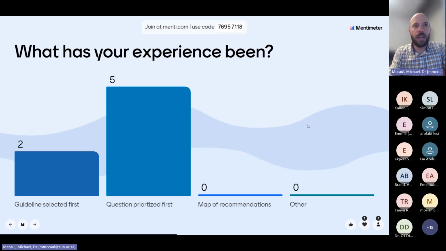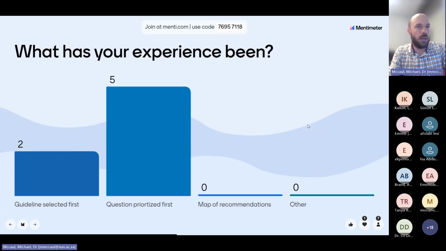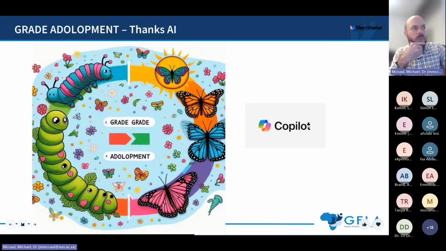Right, we're going to circle back to this. But I see most people have been using the questions being prioritized first. And I think that speaks to the majority of where the meta is now with regards to guideline adaptation, at least where most of the guidance has been pointing to. But we can definitely expand.